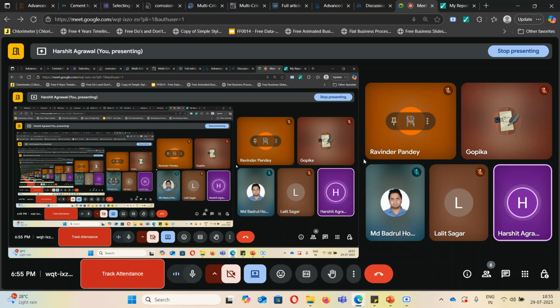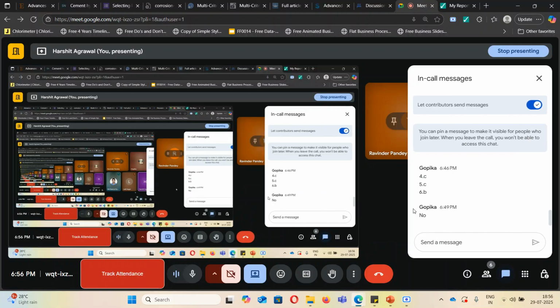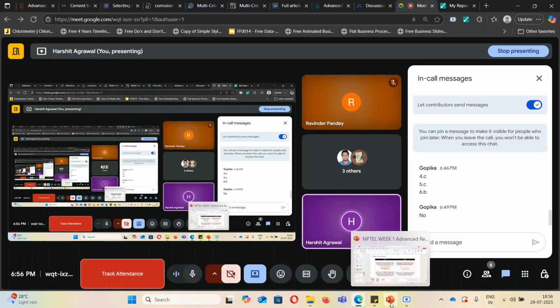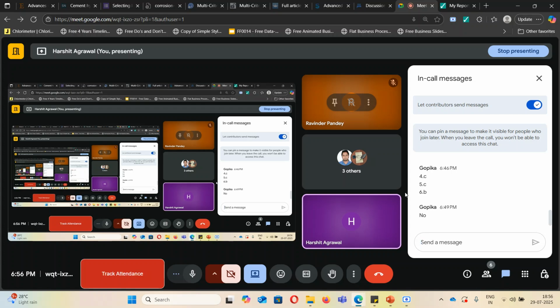There is some connection problem, that's why just right now for some seconds the screen went off. Is someone having any doubt in this part? Someone unmuted and was trying to say something. If not, we'll continue then.